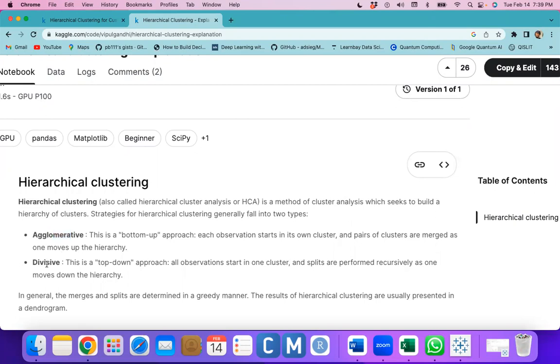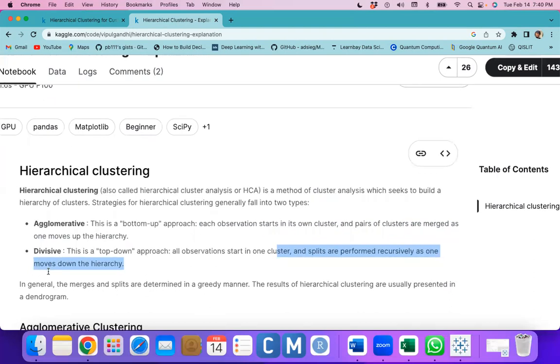Coming to the divisive approach, initially all observations are one cluster. After that, it is split into different groups, hierarchies, or clusters depending upon similar properties. Clear? So here it is combining or grouping similar clusters, and here it is splitting. That is the difference between the agglomerative and divisive approaches. Any questions?